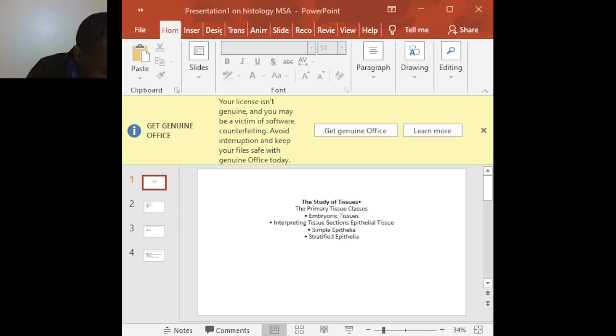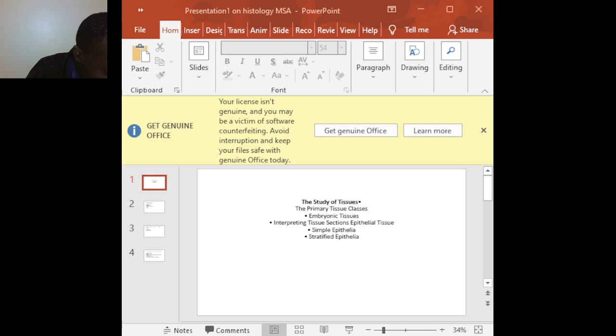Is it the basement membrane? You're right, it is the basement membrane. Okay, so that is a basement membrane. Don't forget about that, right?